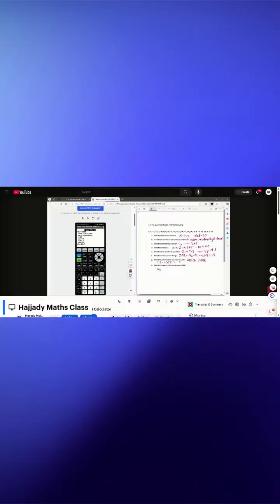For the upper outlier boundary, we have our UOB equals Q3 plus 1.5 times IQR. And our Q3 in this case is 14.5 plus 1.5 multiplied by 7. And this should be 14.5 plus 10.5, which should be 25.